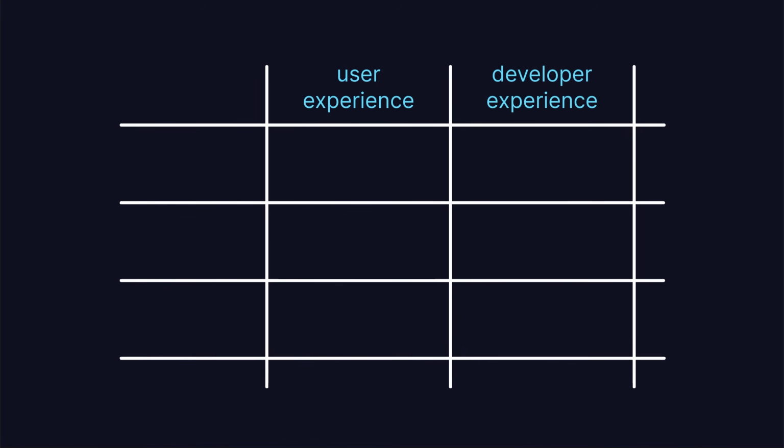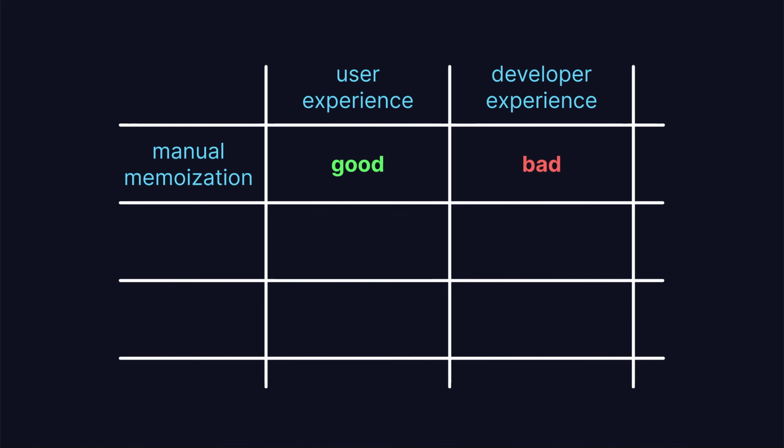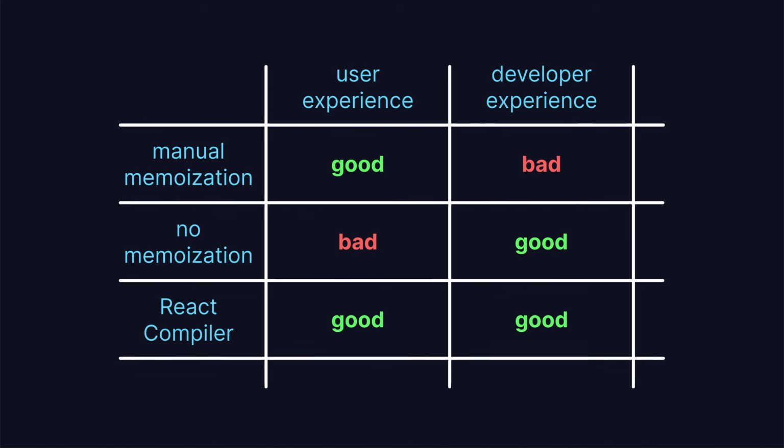One of my favorite ways to think about the React compiler is this grid. With manual memoization, the user experience is great, but the developer experience suffers, since you have to use the hooks in quite a few places. Without memoization, the developer experience is better, but the user experience isn't great. React compiler brings together the best of the two worlds, which is quite incredible.